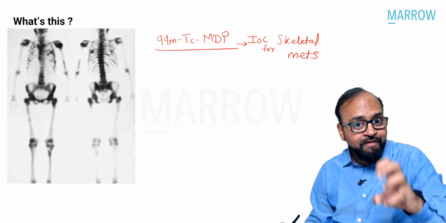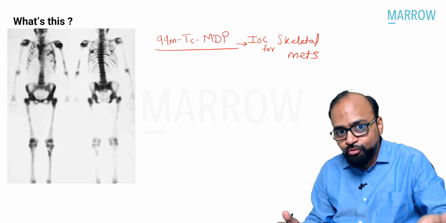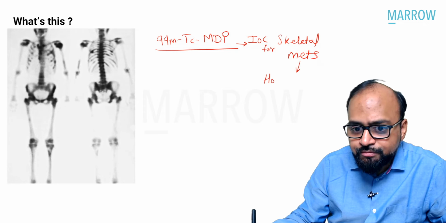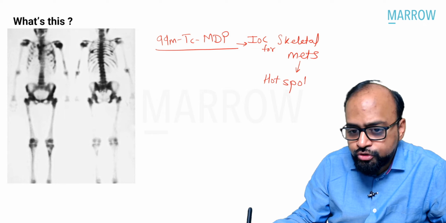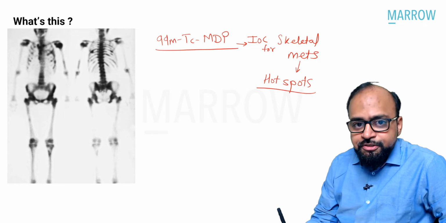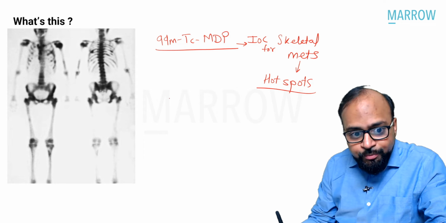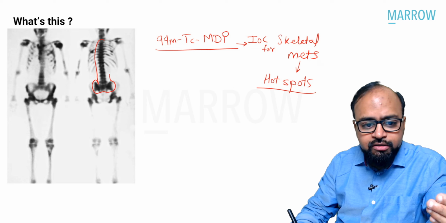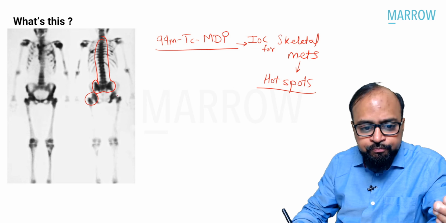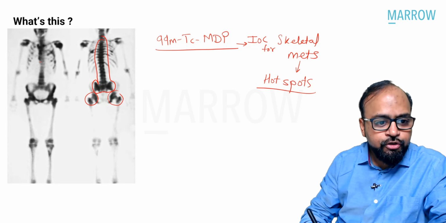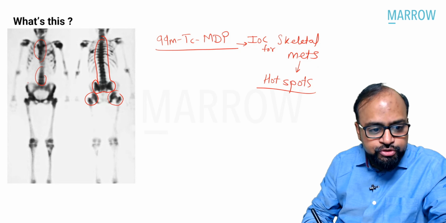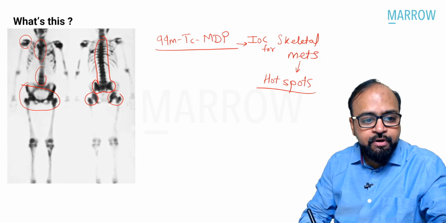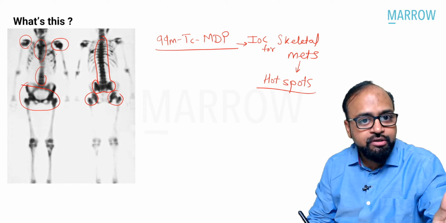Now there's going to be a lot of uptake of this methyl diphosphonate at the site of bone mets. So these bone mets are going to appear as hot spots or increased uptake, right? So look at this image. This is an inverted image where all these black areas that you see are the site of excessive uptake of the methyl diphosphonate. So where do you see this excessive uptake? You see it basically in the central axial skeleton, the hip girdle, right? The shoulder girdle as well.